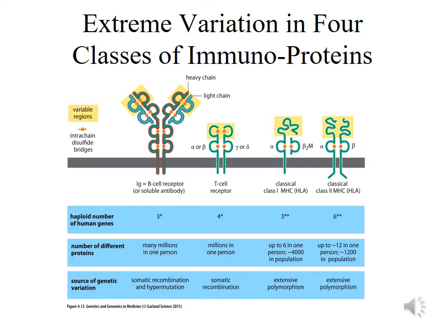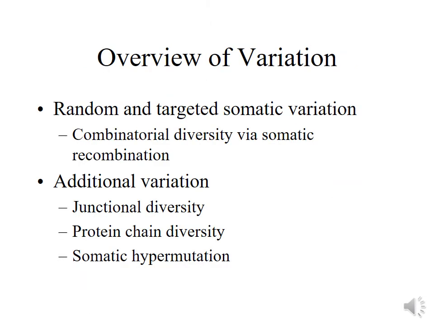Each individual can produce millions of different types of antibodies and T cell receptors, and the sources of the genetic variation are also listed and include things such as somatic recombination and hypermutation, as well as just simply extensive polymorphism that is present in the population. This slide summarizes an overview of the origins of genetic variation found in the human immune system.